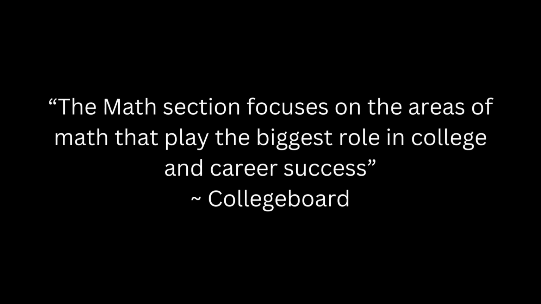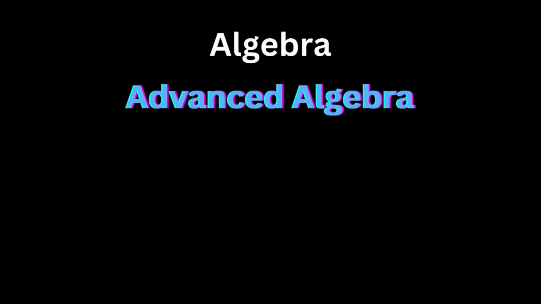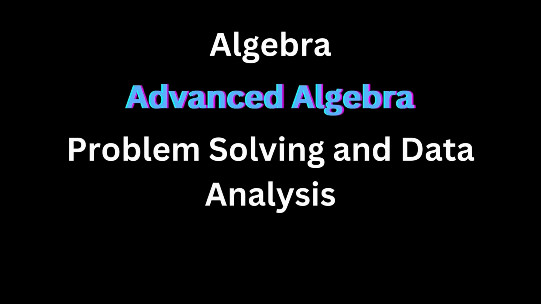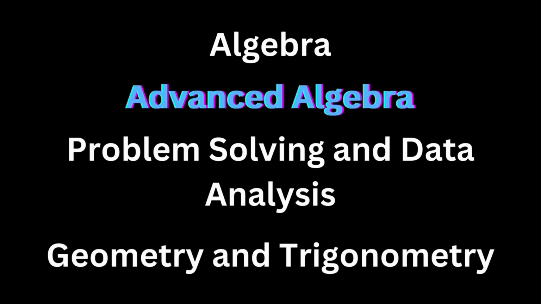To quote College Board, the math section focuses on the areas of math that play the biggest role in college and career success, which may or may not actually be true. There are 4 major areas for the SAT: algebra, advanced algebra, problem solving and data analysis, and geometry and trigonometry, my personal favorite. Each of these has its own subsections, of which I will rank almost all. I say almost because some of these sections are a little vague, and I really couldn't put a specific question to match some of the topics.